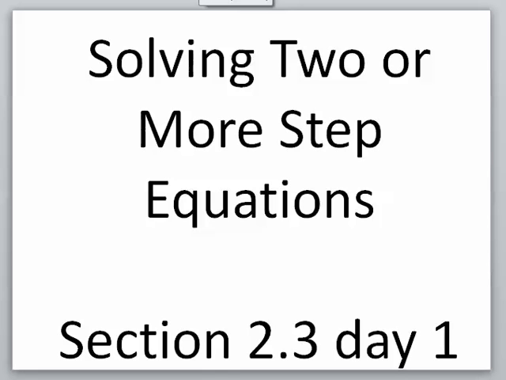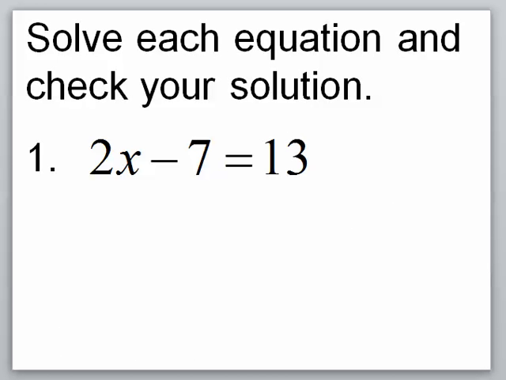Today we're going to talk about solving two or more step equations. Let's go ahead and get started here. When you're solving two or more step equations, we're always going to draw that line down the equal sign. We want to get rid of everything but the x on the left-hand side. And the way we're going to do that is first by getting rid of the plus or minus part.